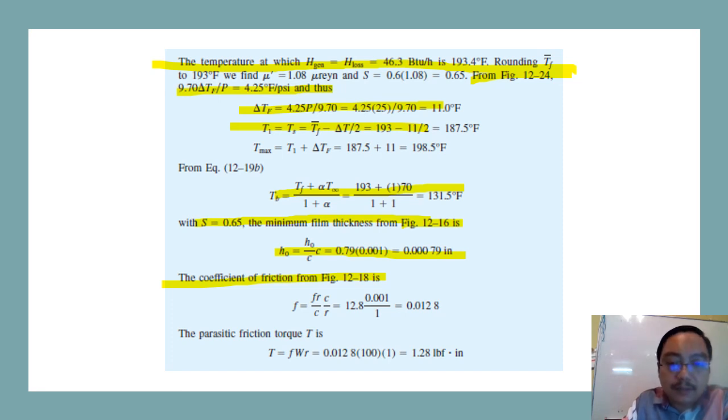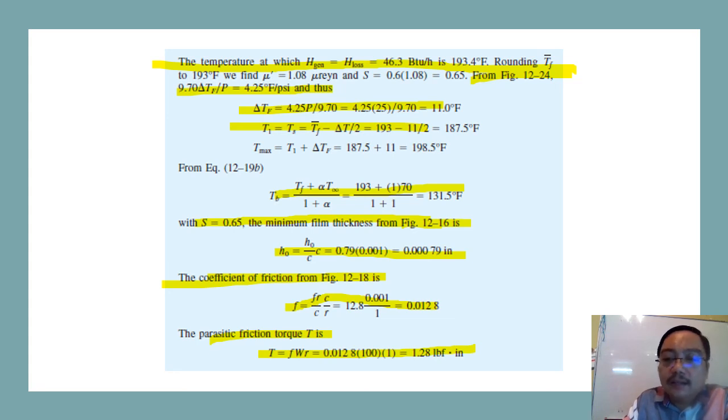Remember the previous video, we did a very lengthy video on minimum film thickness. The same graph you will use, figure 12.16. And the coefficient of friction is from figure 12.18. Remember the same graph from the previous video. This is the equation, and the parasitic frictional force is this equation.